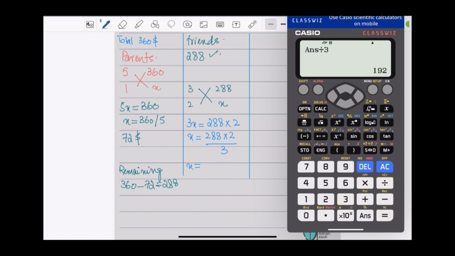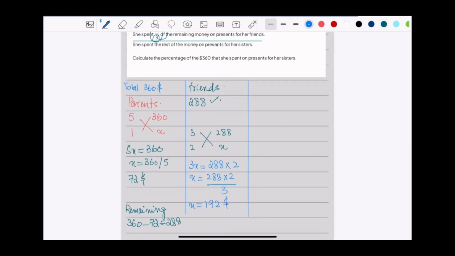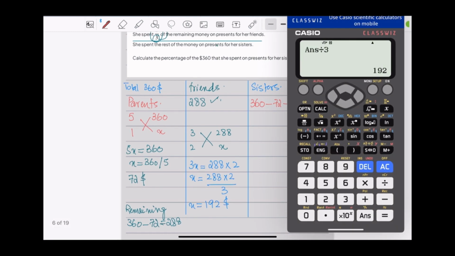So x is equal to $192 spent on friends. Now the rest of the remaining money was spent on her sisters. So the amount spent on her sisters, let's find it out. We know that out of 360, 72 were spent on her parents and 192 on friends. So let's find how much money is left with her.